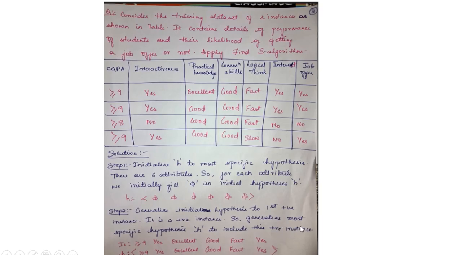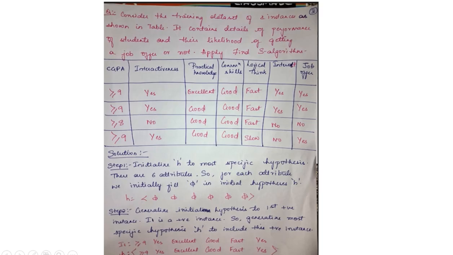So now we are going to do the comparisons. First you write down I1. I1 is greater than or equal to 9, yes, excellent, good, fast, yes. Just copy the first row as it is into I1. Now come up with your general hypothesis H. How do you come up with H? Compare the value of I1 to the previous hypothesis, this one. In this case, since it is a null value, you just need to give the same value in the hypothesis as I1. So write H as it is.